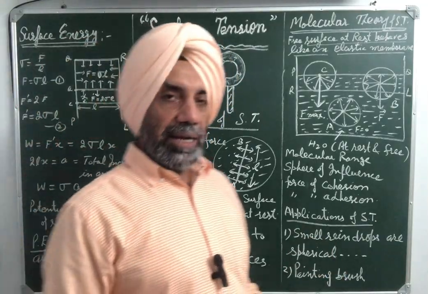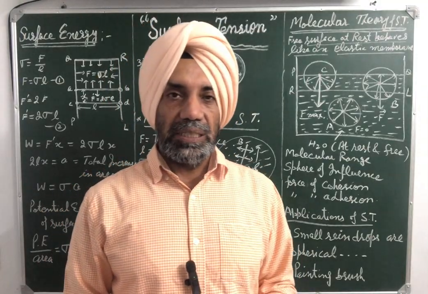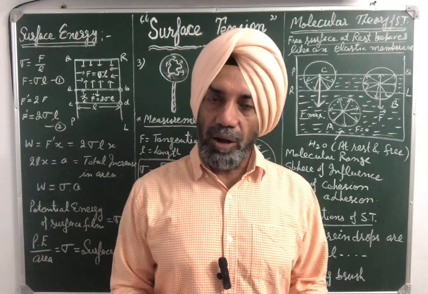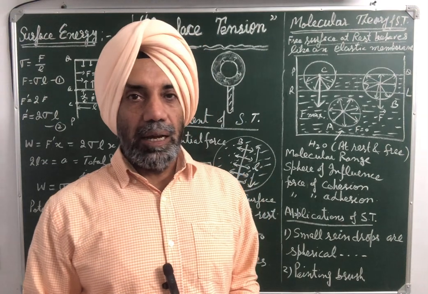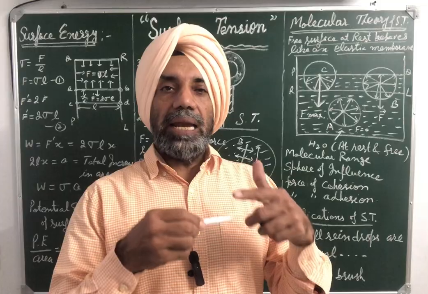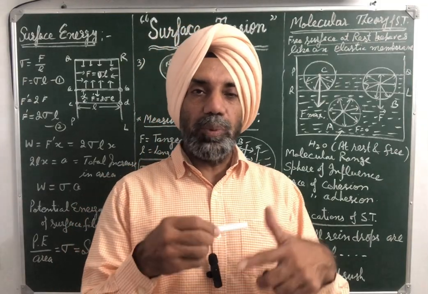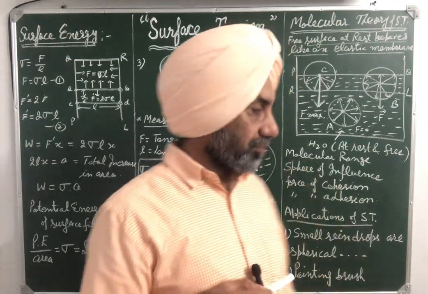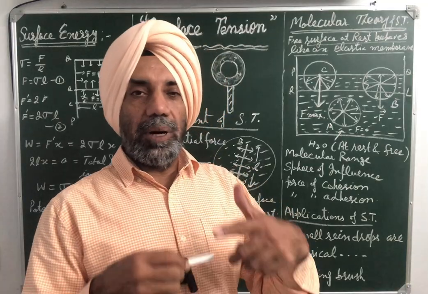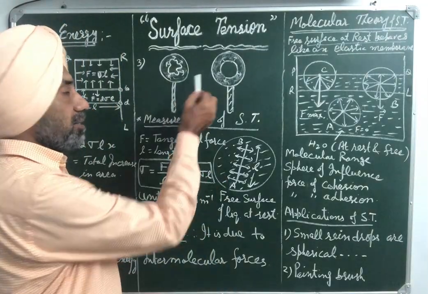Then, second, you can take the example of a painting brush. When a painting brush is dipped into water completely, all the hairs of the brush get separated. But when it is taken out, all the hairs are covered by an elastic stretched membrane. This is again due to the property of surface tension. All the hairs are held together and covered by an elastic stretched membrane due to the property of surface tension.